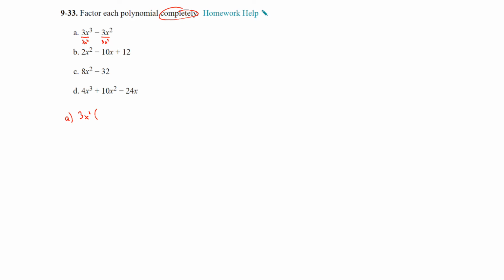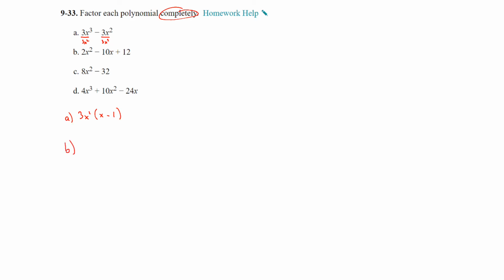And working backwards, we're dividing. So 3 divided by 3 is 1. X cubed divided by x squared is x to the first. Remember, you subtract the exponents when you're dividing. And then 3x squared divided by 3x squared is just 1. And so that's factored completely.